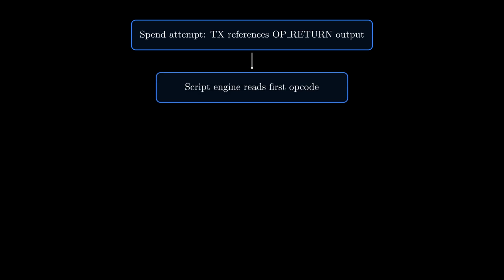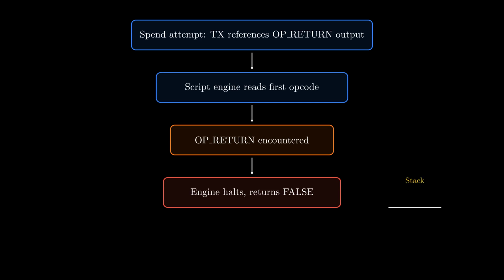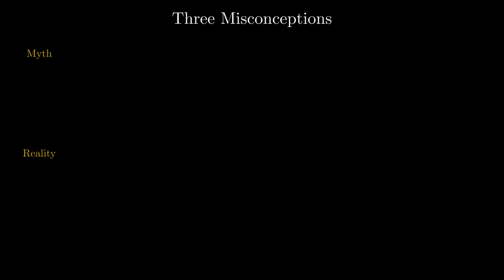Watch what happens if someone tries to spend an OP_RETURN output. They craft a transaction referencing it as an input. Their node feeds the locking script into the script engine. The engine reads the very first opcode. OP_RETURN halts immediately and pushes false onto the stack. Validation fails. The transaction is marked invalid and rejected before it ever reaches a mempool. This isn't about lost keys or weak signatures. The unspendability is mechanical. The script engine itself refuses to proceed. There's no clever workaround.